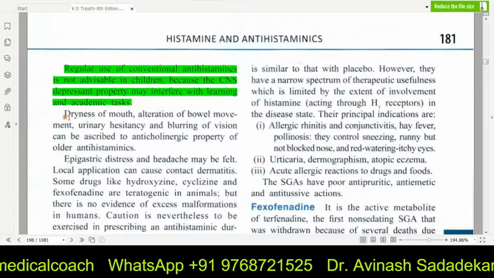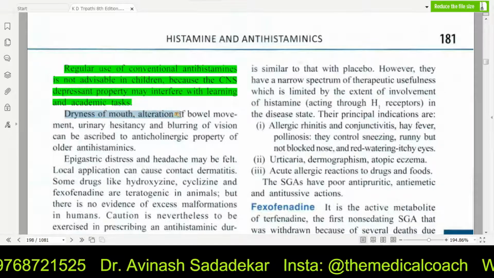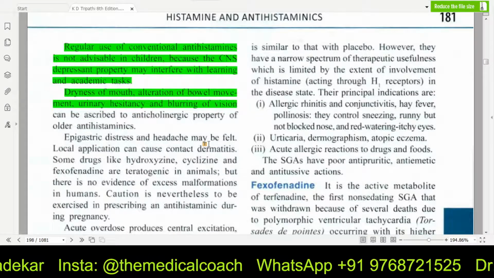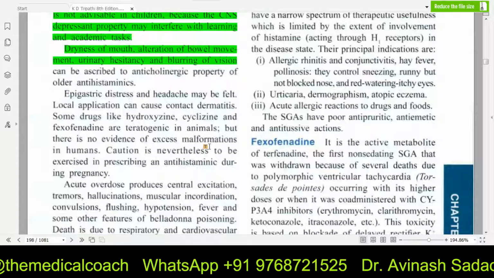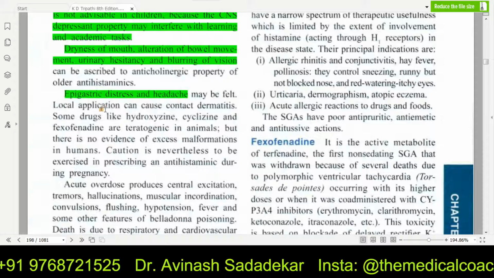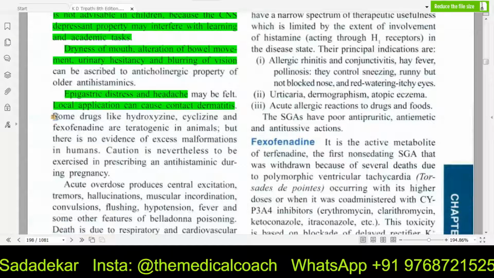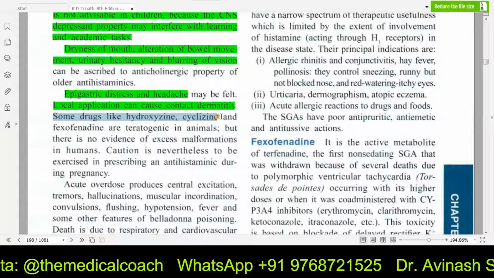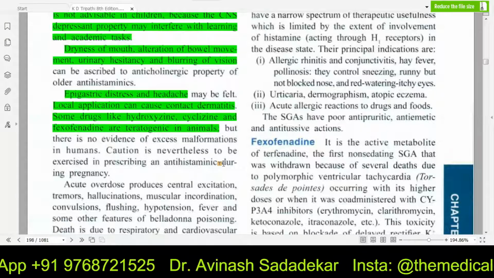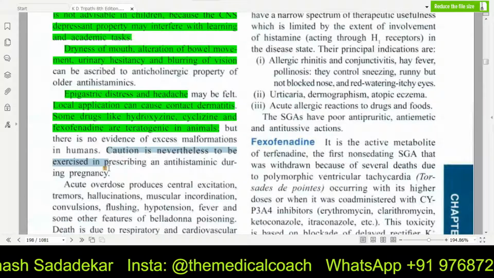Many of these compounds also have anticholinergic properties, right? And as a result, they may present to you with dryness of mouth, altered bowel movements, urinary hesitancy, even blurring of vision. But they are again like the first generation ones. The second generations are pretty free of this. People have complained of epigastric distress and headaches. Local application is known to cause contact dermatitis, so be careful. Some of these medications like hydroxyzine, cyclizine, and fexofenadine are teratogenic in animals, but as of now in humans nothing such has been observed. Nonetheless, be very careful in giving it to a pregnant woman.